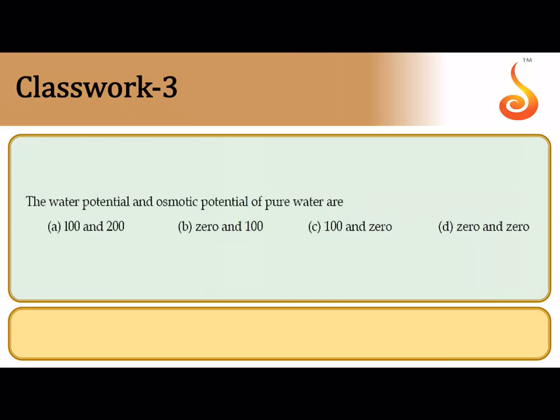The water potential and osmotic potential of pure water. See, osmotic potential is nothing but the solute potential, the degree by which the water potential comes down when you add a solute to it. But here they have mentioned pure water, so you are not adding any solute to it. So both water potential and the solute potential will be 0.